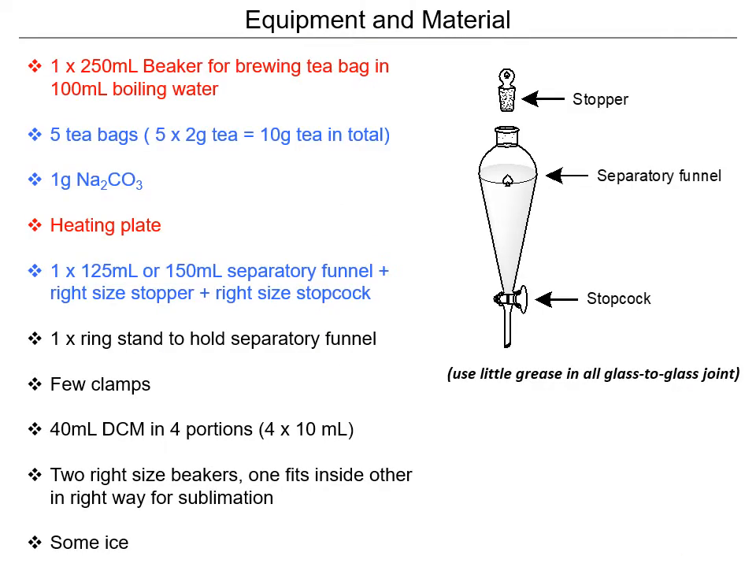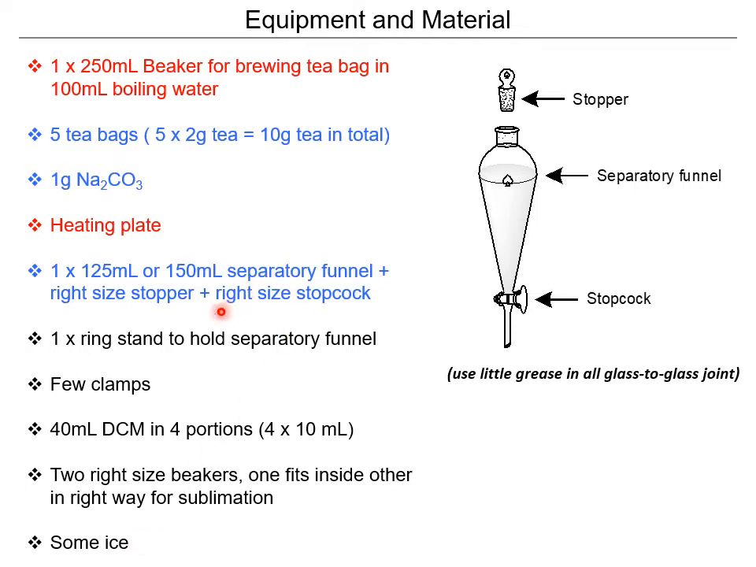So here's a list of everything that will be needed to perform this procedure. You will need a 250 milliliter beaker for the brewing and 100 milliliters of water, 5 bags of tea, 1 gram of sodium carbonate, a hot plate or a heating plate, one 125 milliliter or 150 milliliter separatory funnel.